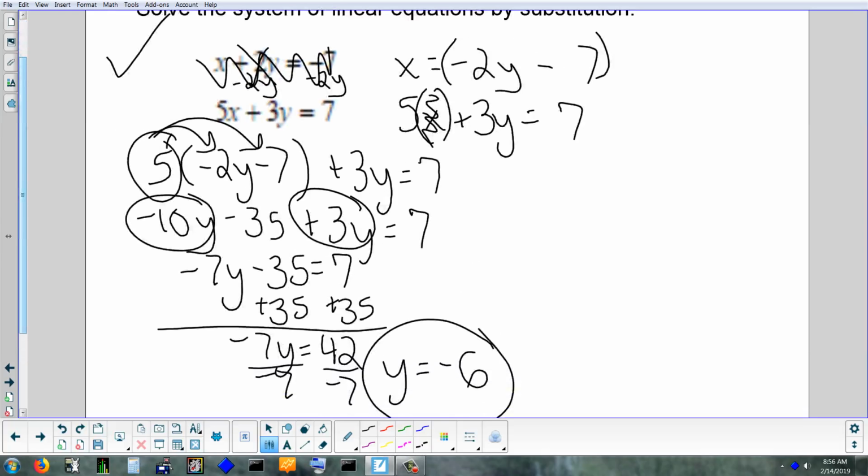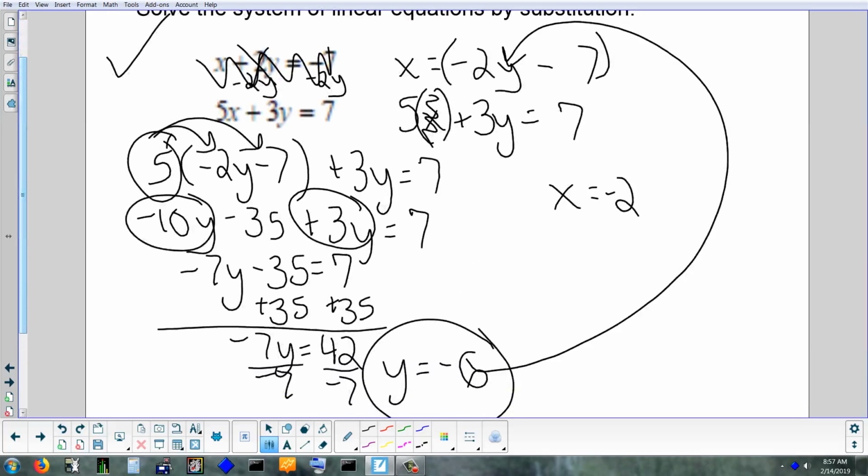Ellie? Top. The top, right? What letter am I plugging in for? Y. Go all the way up. Put an arrow at y. My new equation will be x equals negative 2, parentheses, negative 6, minus 7. X equals negative times a negative. Positive. 12 minus 7. X equals 5.